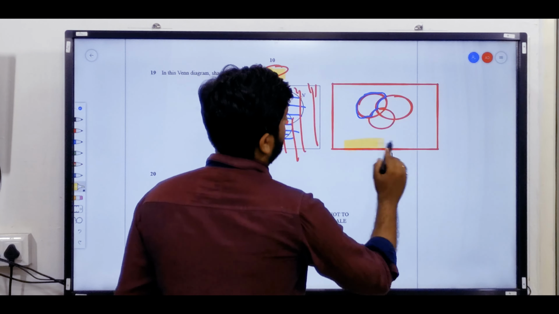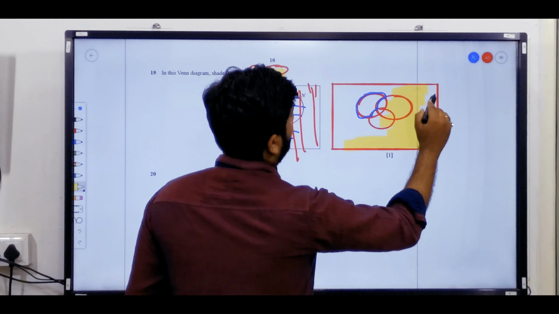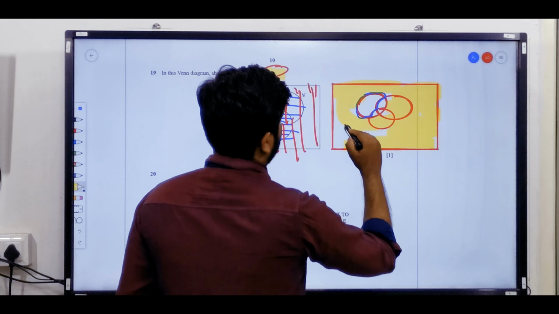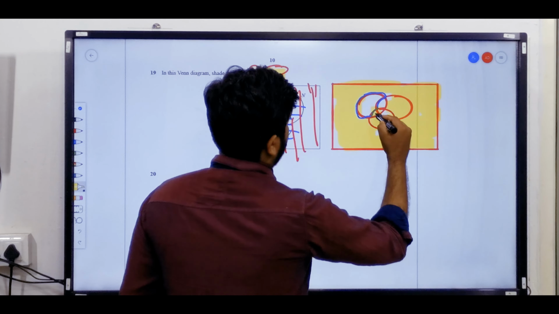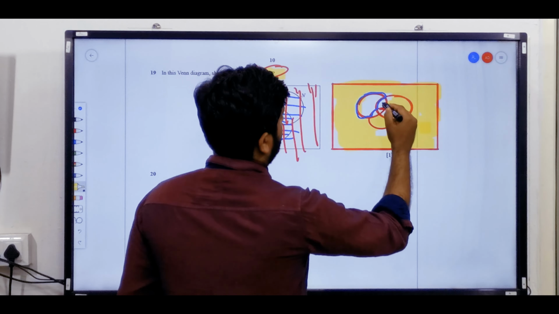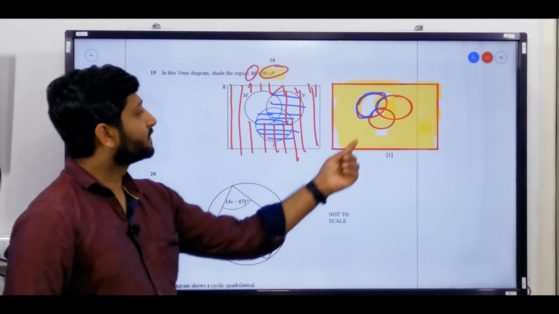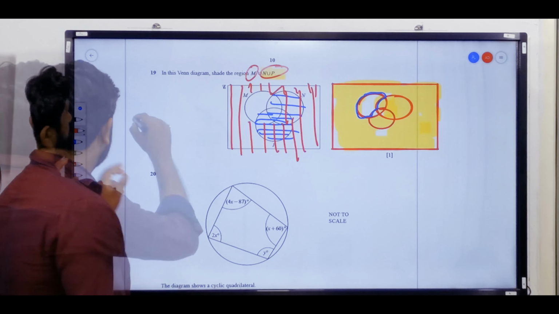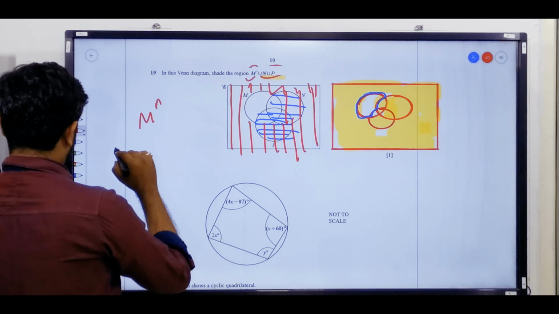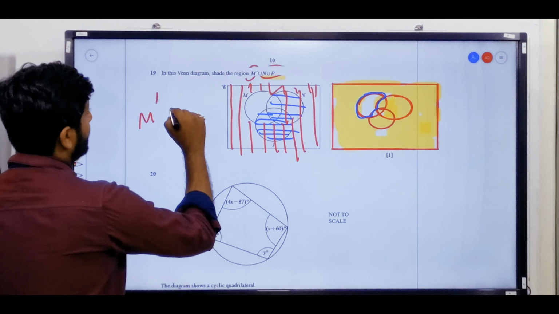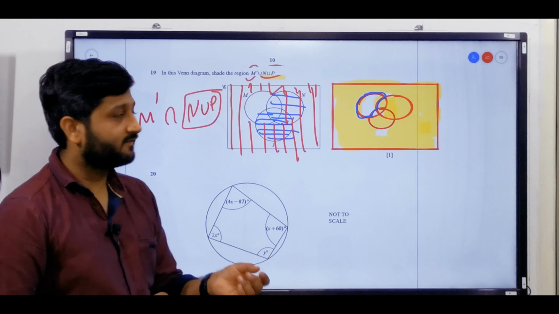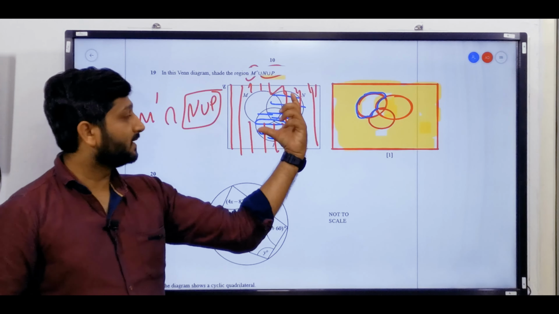So this will look something like this. Right. You are not supposed to shade in this part. Had they given us instead of this M dash intersection N union P, right, so what would we have done? First we would have tried to find out N union P.